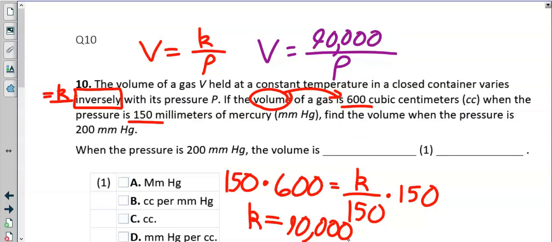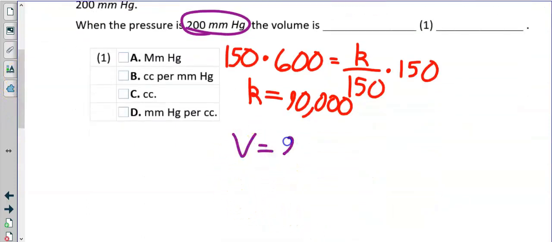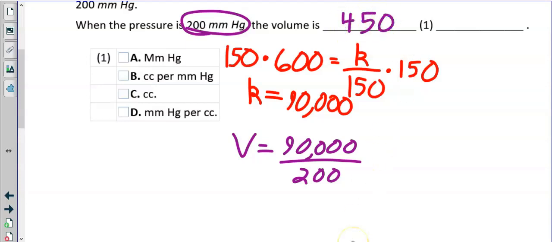That's the end of it. All we got to do now is we're going to apply that formula to the new information. Okay? So we want to know when the pressure is 200 mmHg, they want to know what the volume is. So who is the 200 going in for? It's going in for P. You got it. So, scroll down just a little bit. So, V equals 90,000 divided by 200. 90,000 divided by 200. 450?